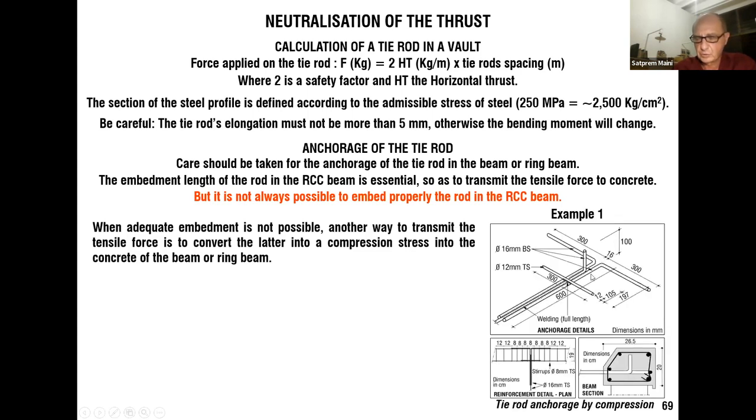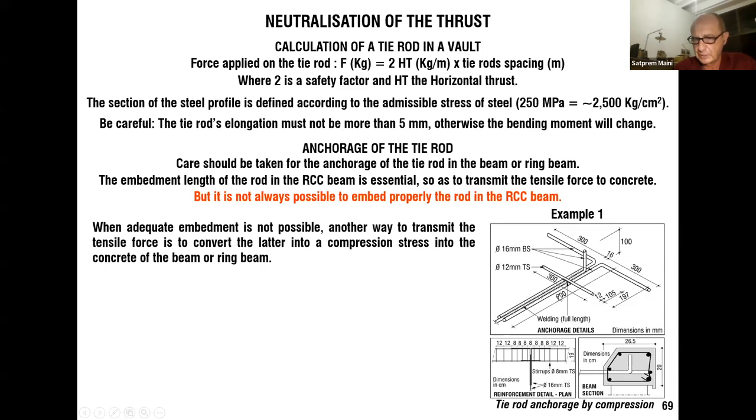This was a request for a small vault, which had a span of only 3 meters 60 centimeters, but it had a thrust of almost 3 tons per meter. So we had to do this because for such a thrust, I would have had about 1 meter embedment for this beam. That means a 1 meter wide springer beam. But I had only this width for the springer beam.